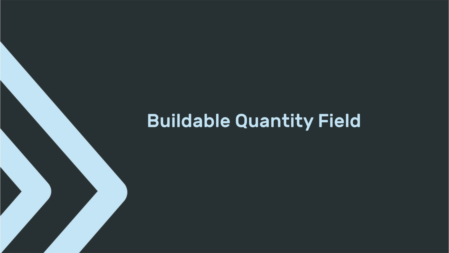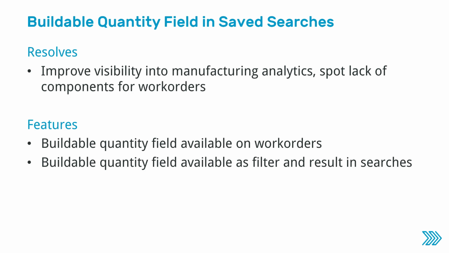Okay, a buildable quantity field. It improves the visibility into your manufacturing analytics because it will show you if you have any work orders on your system for which you do not have enough components to actually build them. So that's a very handy field to have. This field is available in filtering and in your saved searches.